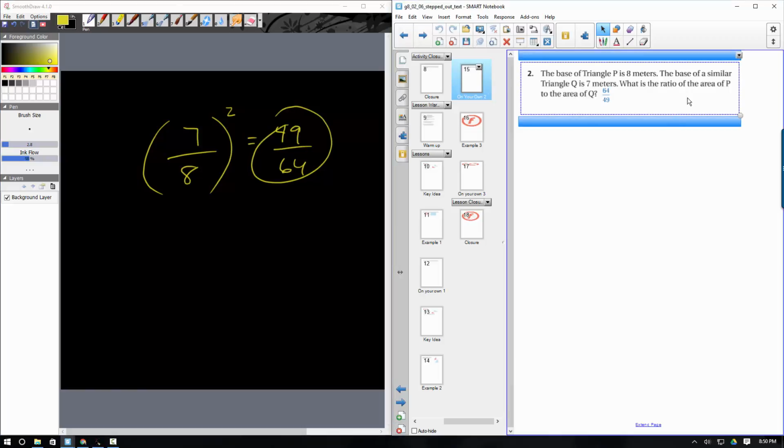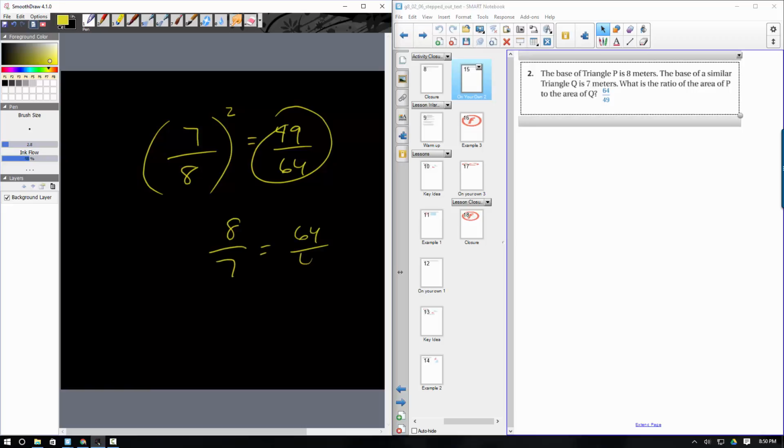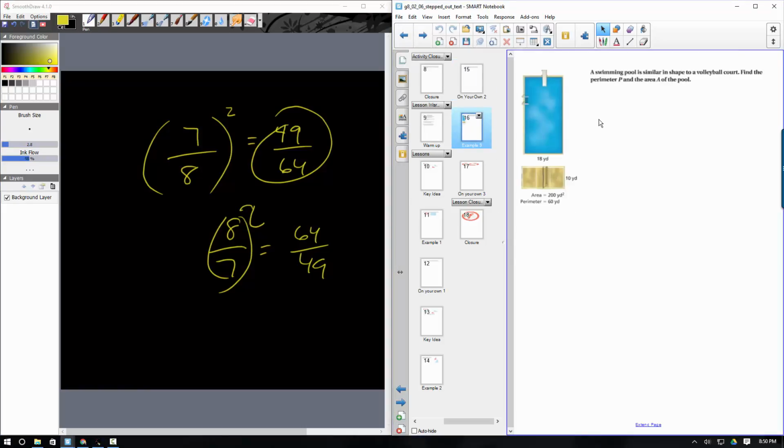Oh, I got it backwards. I apologize. What's the ratio of the area of P to the area of Q? And P is the 64, up top, and the other one's 49. I did it backwards. So it should be 8 over 7, or 64 over 49, whenever I square them.